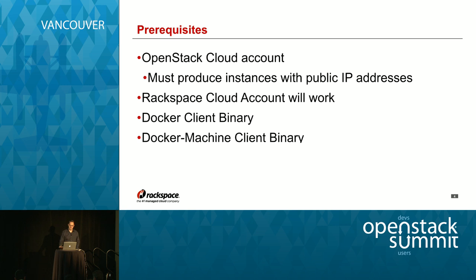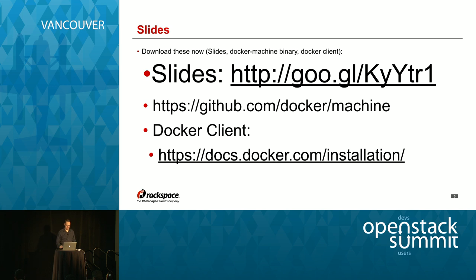You're going to need the Docker client binary on your laptop. If you don't already have it, I will put a link up for where to get it. You also need the Docker Machine client binary, which I also put a link up to, okay? If you don't have either of those things, again, you can't do the lab. So first, download the slides. This is where the slides are hosted. If you're going to move faster or slower than the group, this is how you're going to continue to go through the lesson.